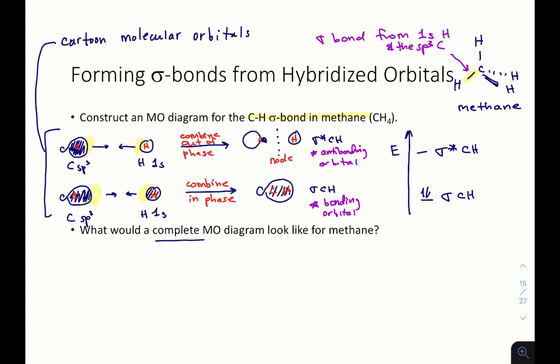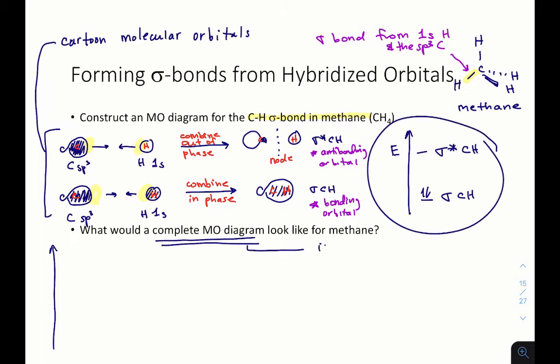What would a complete molecular orbital diagram look like for methane? A complete molecular orbital diagram will look like this. It's an energy diagram. You don't have to draw pictures of the orbitals. You just have to name them, show their relative energies, and put the electrons in the appropriate orbitals. Complete molecular orbital diagrams include all bonds and lone pairs.